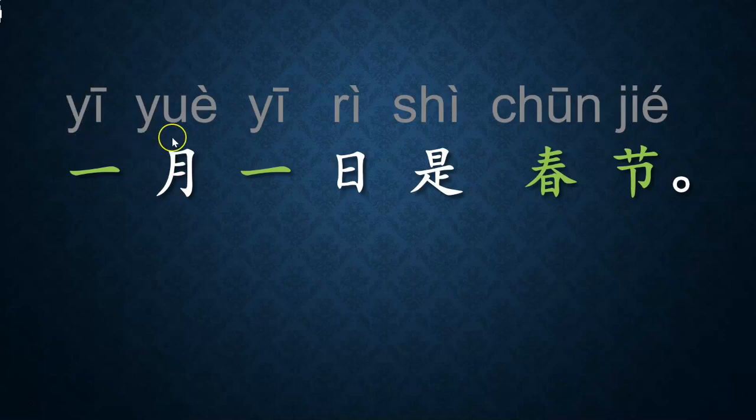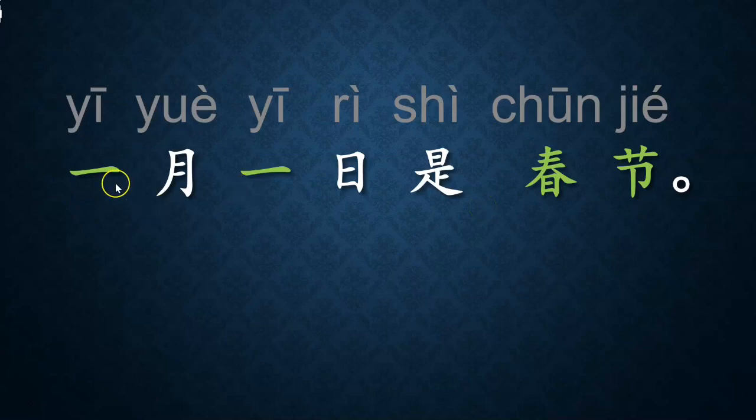1月1日是春节. One more time. 1月1日是春节. Okay, so obviously here 春节 we've learned it already, which means Spring Festival. But what does the rest of the sentence mean?